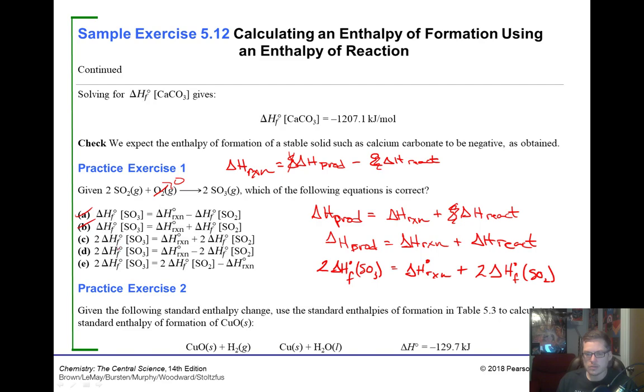The first two are just one of those, so that's no good. Then 2 times HF of SO3, delta H of the reaction. This one's right out because it has a negative sign, and so is this one. Does this one match? 2 HF of SO2, so it's got to be C.